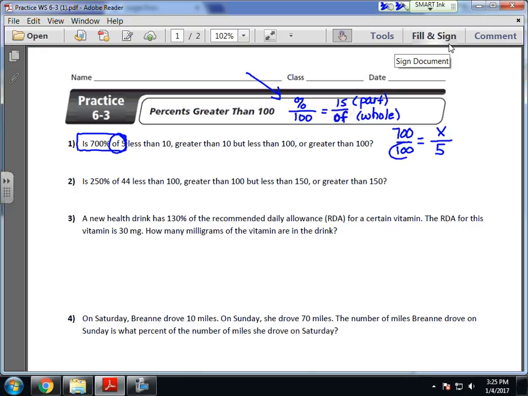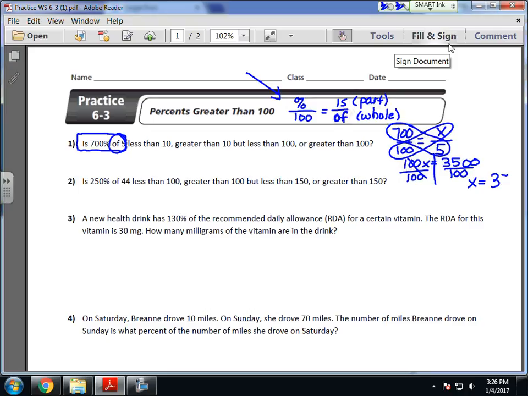We always do 100 times x gives us 100x. Bring my equal sign down. 700 times 5, if you do that in your calculator, what will you get? You should get 3,500. Then what do I need to do next? What's my next step? I have to divide both sides by 100. There we go. When I divide both sides by 100, what do I get as my final answer?